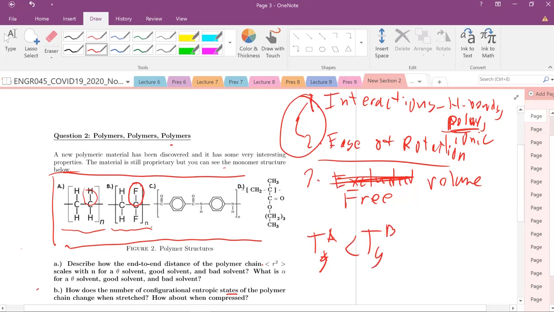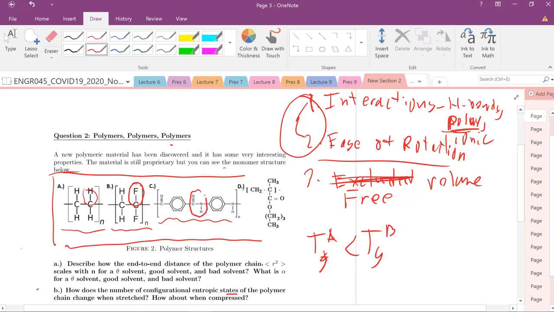Now, we can also look at ease of rotation. This one's fairly easy to rotate around because, again, small pendant groups, even though you have the repulsion from the F and a larger pendant group there, it's still going to be relatively straightforward. Now let's look at C. Do we have interactions?